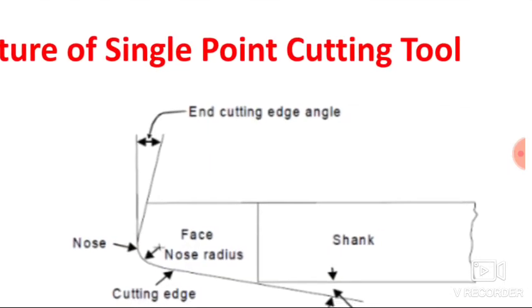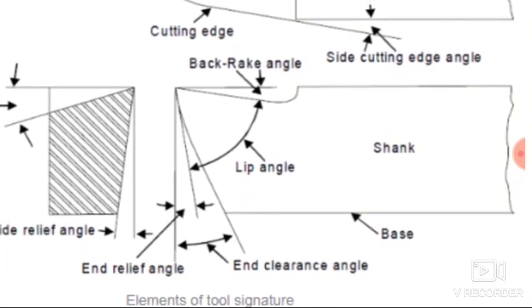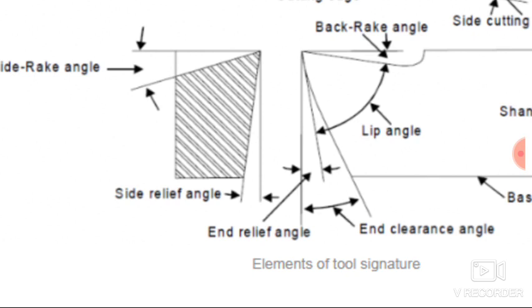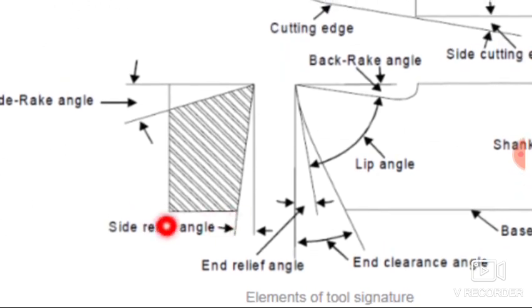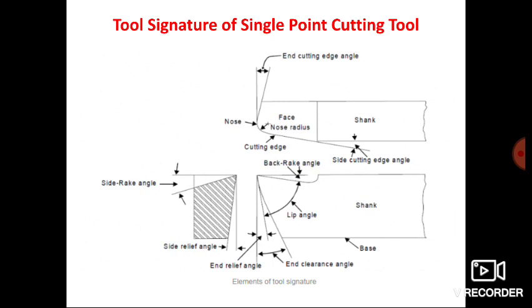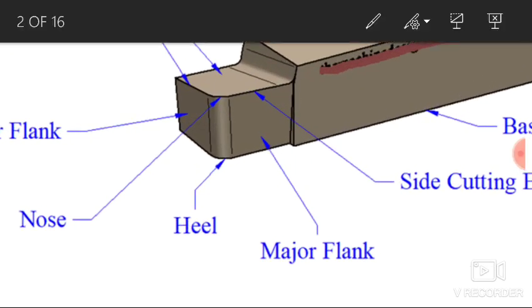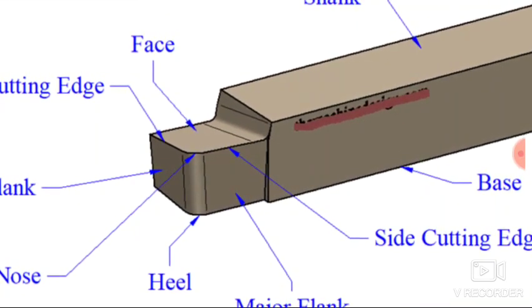Now we will discuss the next angle, that is side relief angle. So here you can see a side relief angle. Okay, so this is nothing but side relief angle. For getting side relief angle, again you can see the side view of the cutting tool. So again we will look at the 3D CAD model, the isometric view of the cutting tool. Now this is the isometric view, and in the next slide, that is the orthographic view.